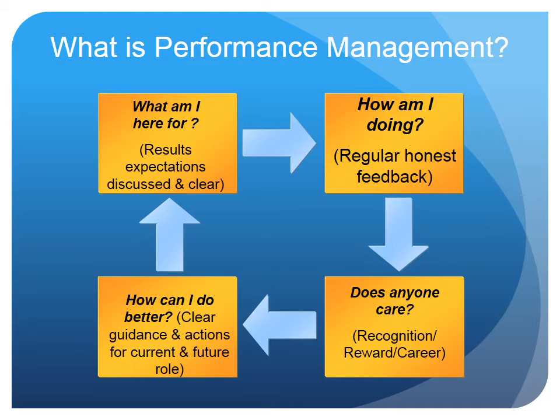The next stage is, how can I do better? And they'll be asking or looking for clear guidance and actions for their current and their future role. And then the cycle continues and moves back into, what am I here for? So they start to look for the results. They know what expectations have been set because they are discussed and clear, and the cycle will continue.